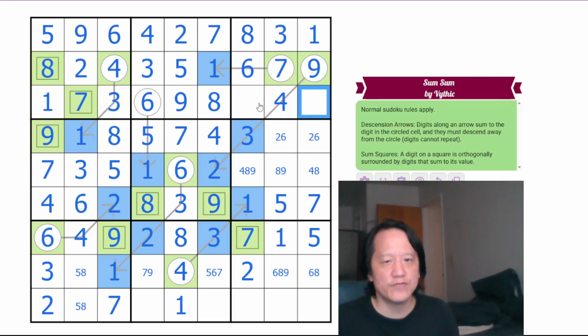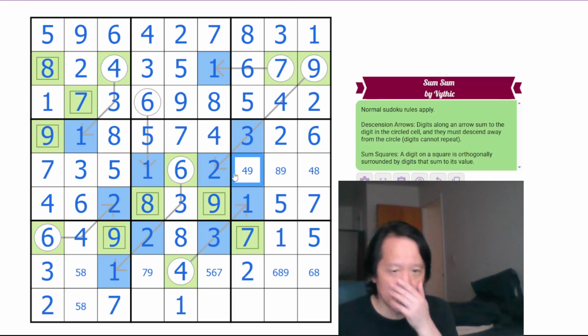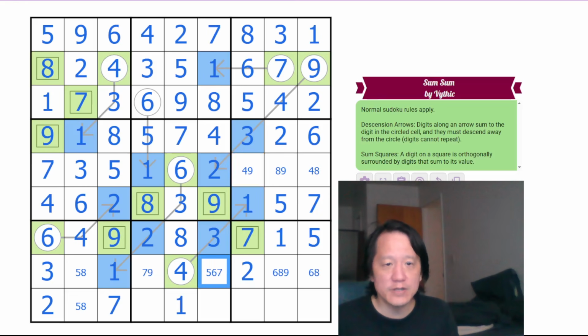We have 2 and 5 remaining in row 3. This can't be 5 because of 5 in the column, so that's 2, which makes that 5. 2 eliminates 2 here, so it's 6 and 2. 8 eliminates 8 here, so that's 4 and 9. 7 eliminates 7 here, so it's 5 or 6. 6 eliminates 6 here, so that's 8. Therefore, there's no 8 here.